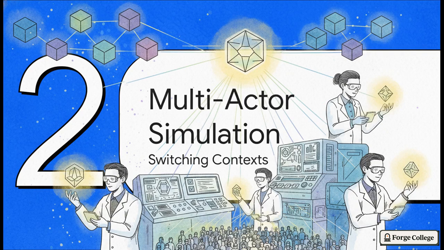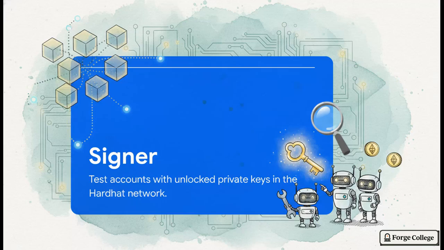Okay, moving right along to Section 2. Multi-actor simulation, where we look at switching contexts. Real smart contracts aren't just used by the one person who deployed them, right? They're interacted with by hundreds or thousands of people at the exact same time.